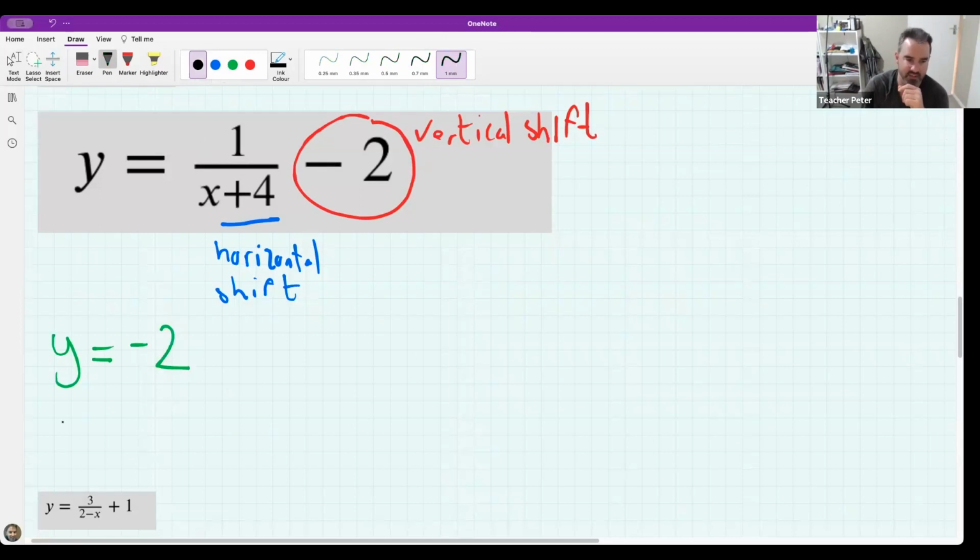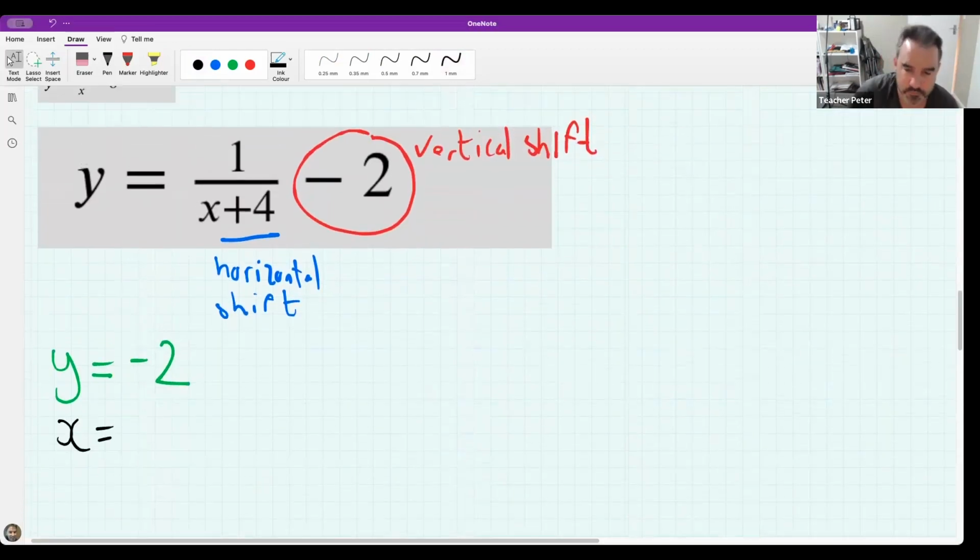The other asymptote is going to be the thing that causes division by 0. So what x value would cause division by 0 here? It would be minus 4, yes. Because if you put a minus 4 here, minus 4 plus 4 is 0.